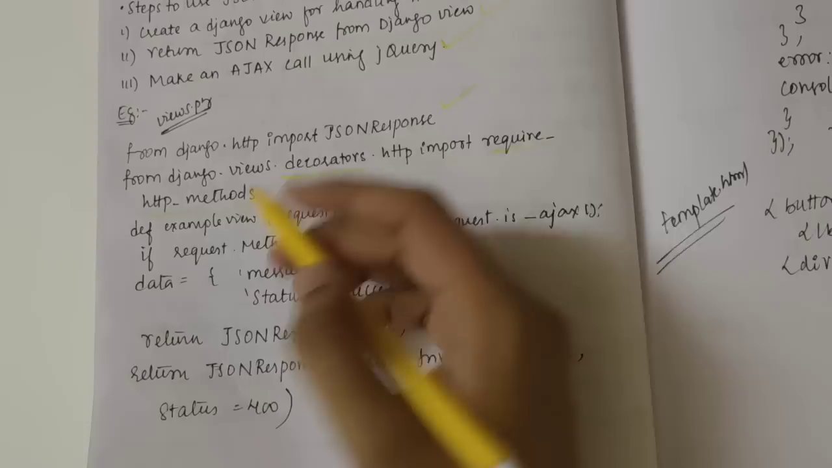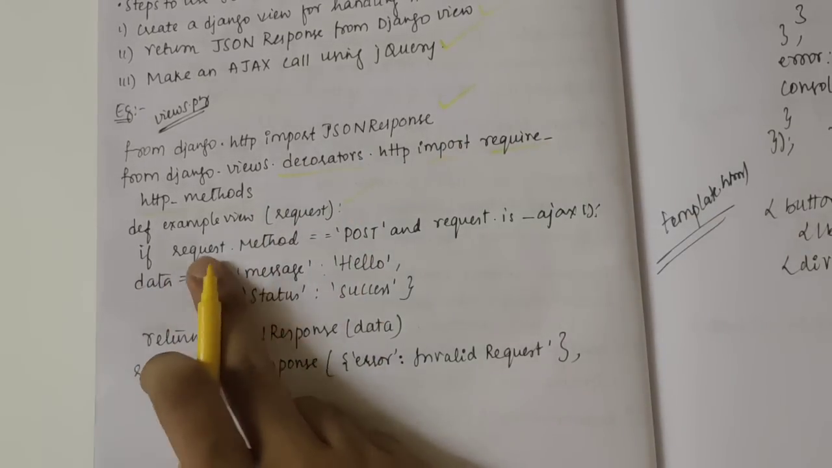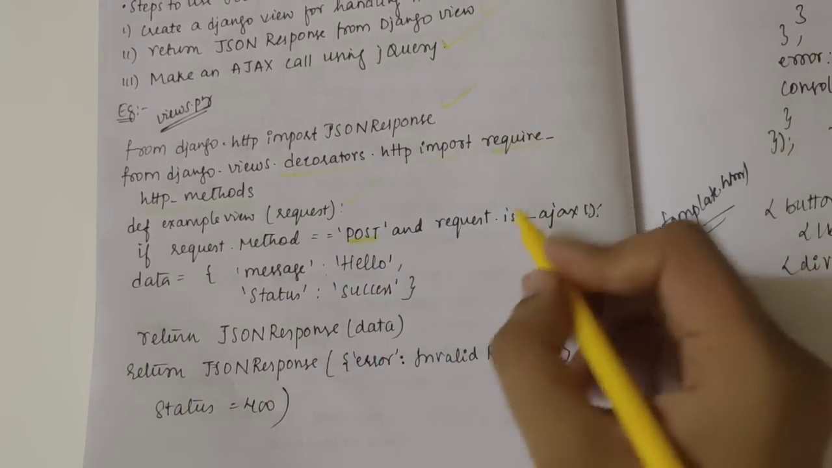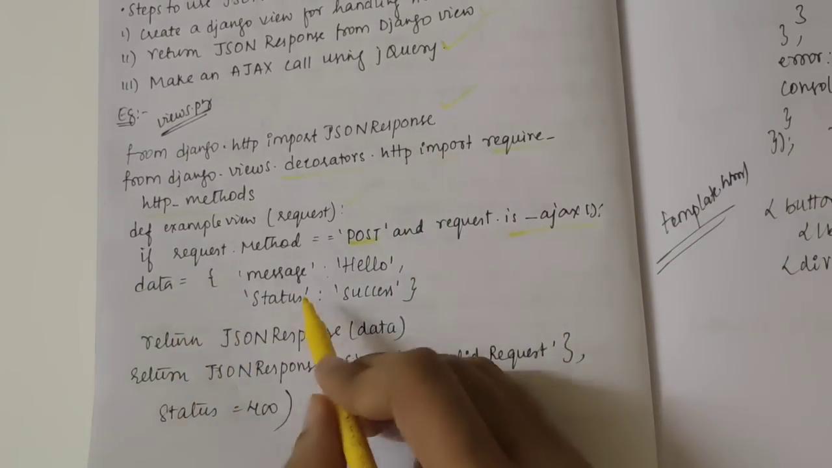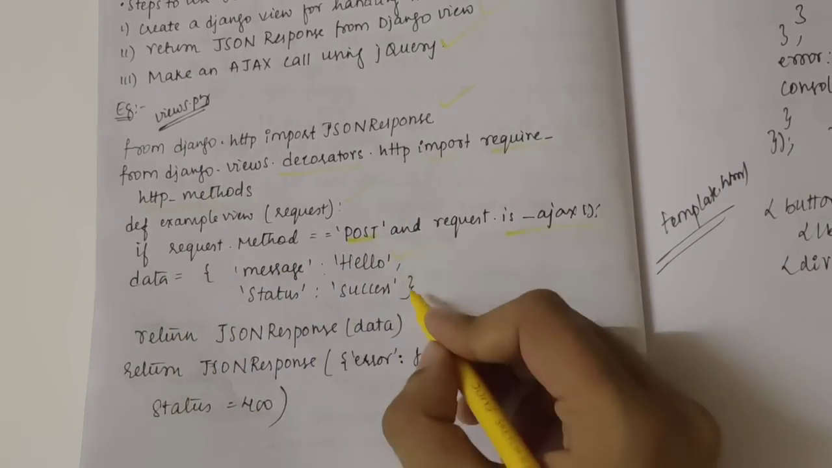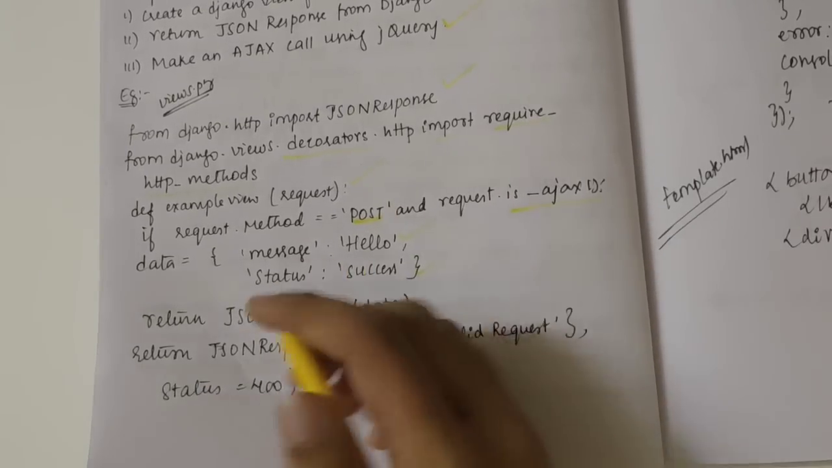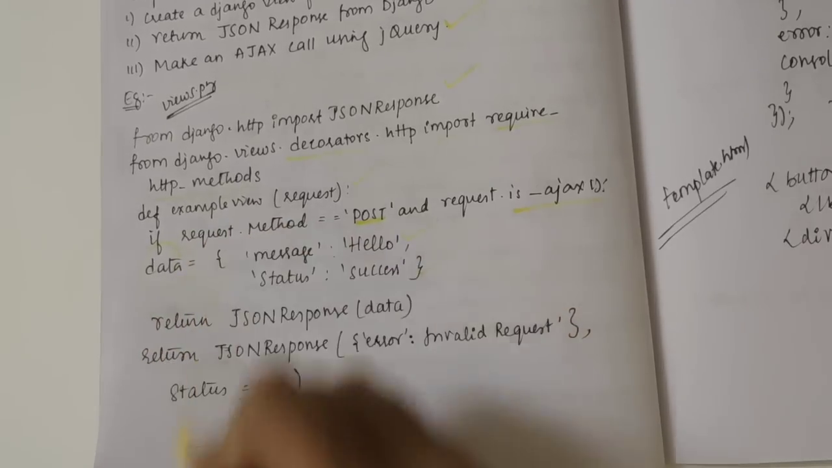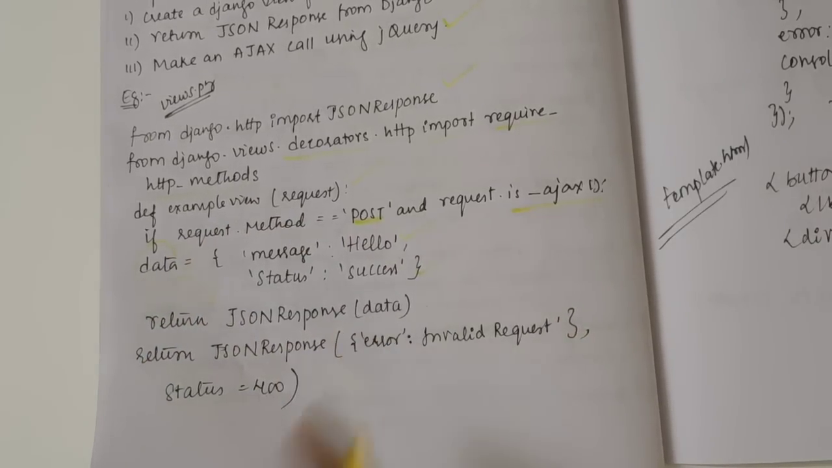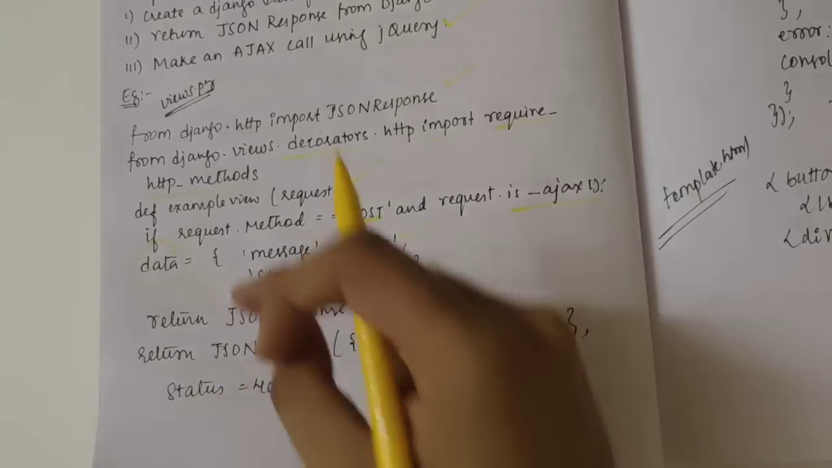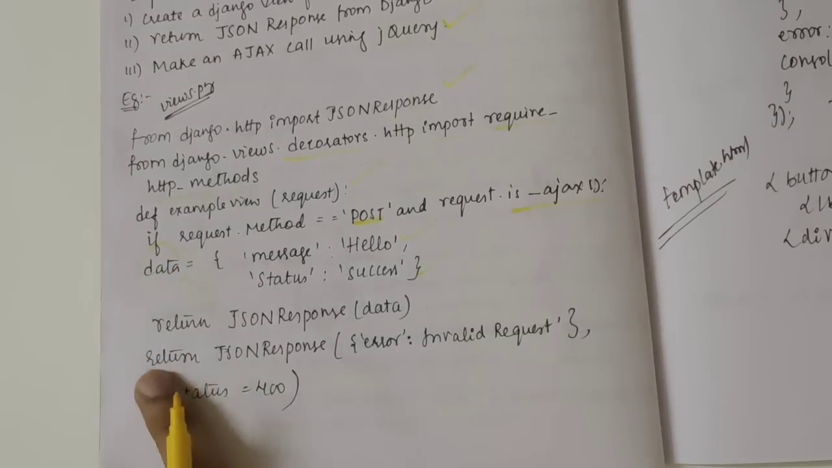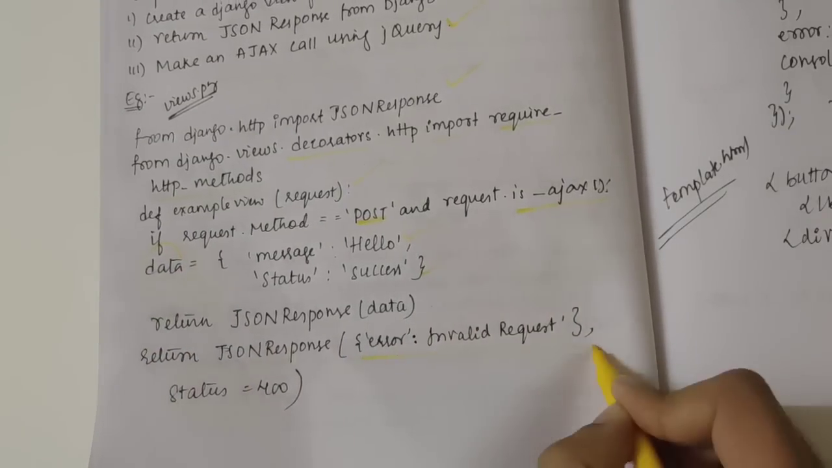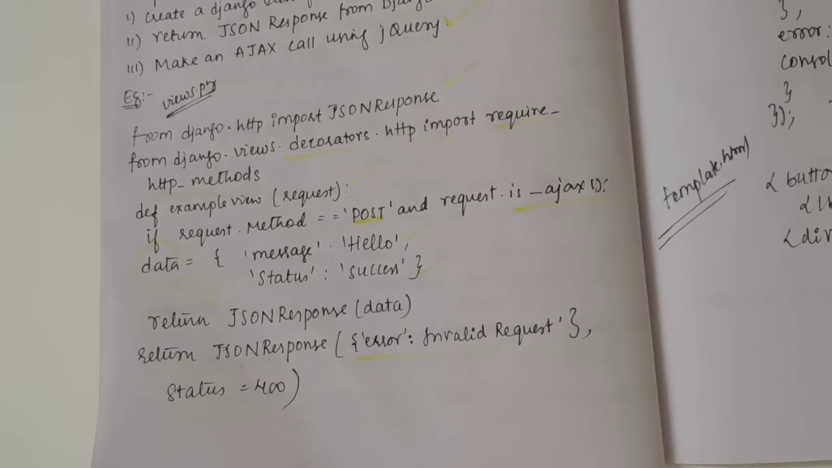Okay. Next, define example view. Then if request.method is POST and request is Ajax, so if these two are satisfied, I'll look into the data part. That is, message would be hello and status would be success. And finally, I'm returning this data as the response, that is, return JsonResponse data. Then if these two conditions fail, I'll directly jump on to return JsonResponse, error has occurred, and status equal to 400.